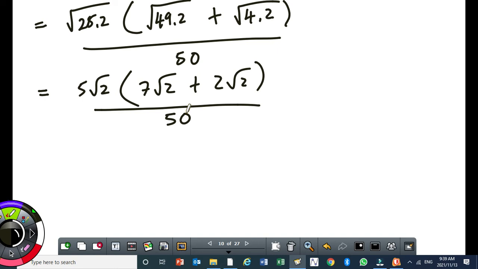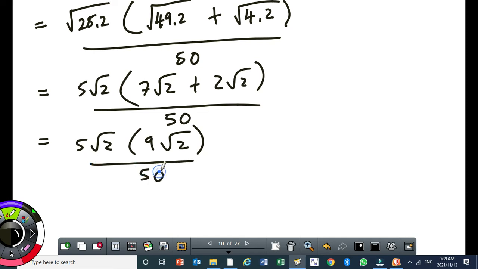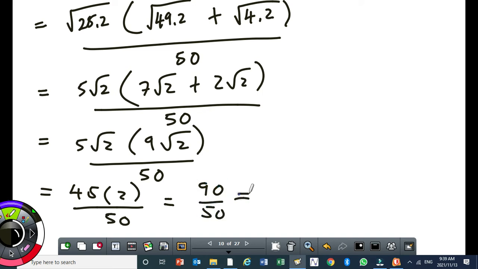Okay? Now, I'm sure you can see that the two terms inside the brackets are like terms. So 7 plus 2 gives you 9 square root of 2. So you get 5 square root of 2 and 9 square root of 2. I hope you are following that. And this is all over 50. Then 5 times 9 will give you 45. Square root of 2 times square root of 2 is 2, over 50. To simplify this, you get 90 over 50. Your final answer in simplest terms will be 9 over 5.